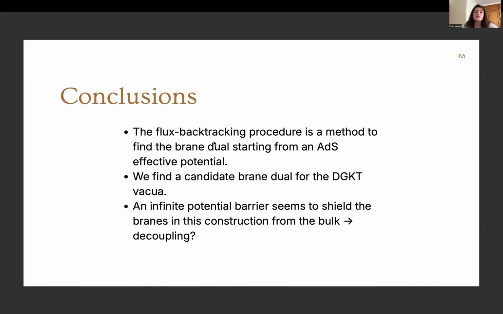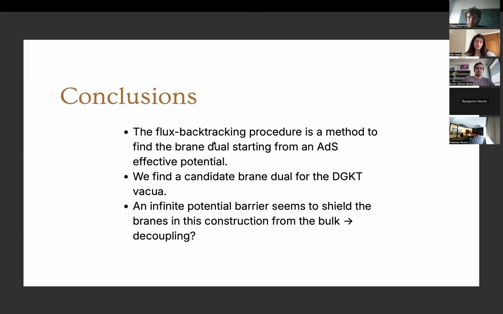So I introduced the flux backtracking procedure as a method to find the brane dual starting from the AdS effective potential. This way we were able to find a candidate brane dual for the DGKT vacua, which seems to be decoupling from the bulk because there's this infinite potential barrier for waves. Okay, thank you for listening.